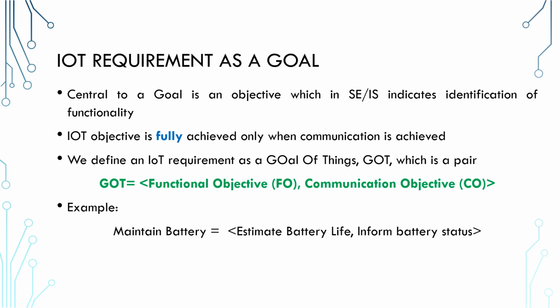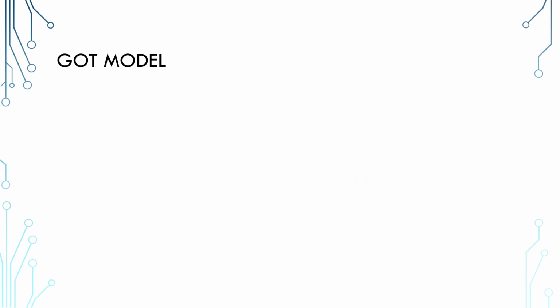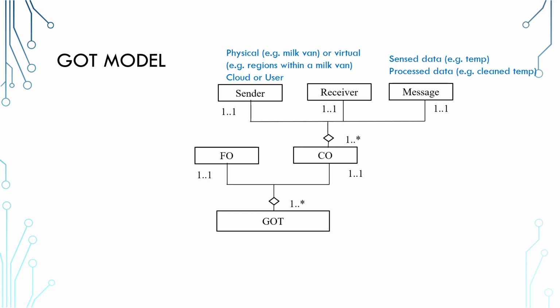For example, maintain life can be a goal for an Internet of Things, which can be represented in terms of the functional objective, estimate battery life, and a communication objective, inform battery status. Goal reduction can be done along FO and COs, thus building an and/or hierarchy. This can be actually represented in a model-driven manner, which we refer to as the GOT model.